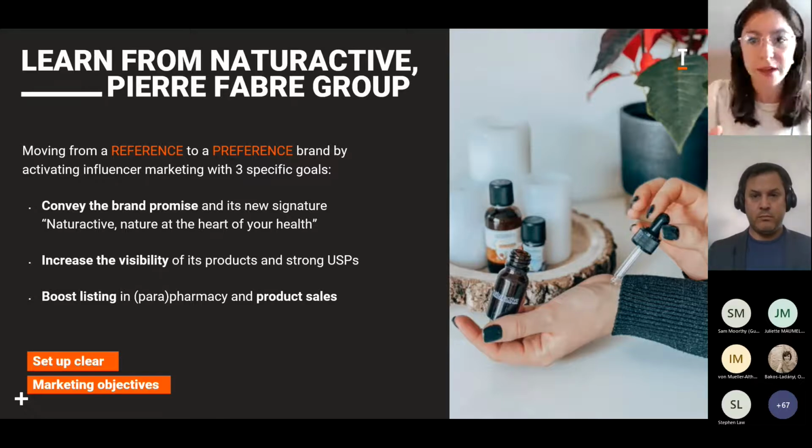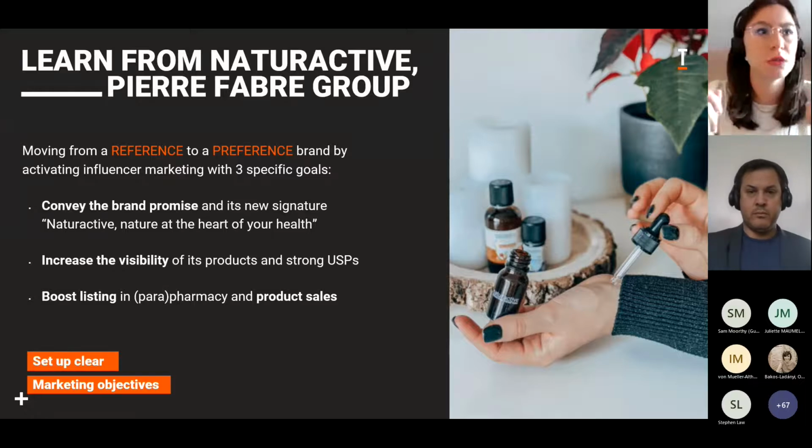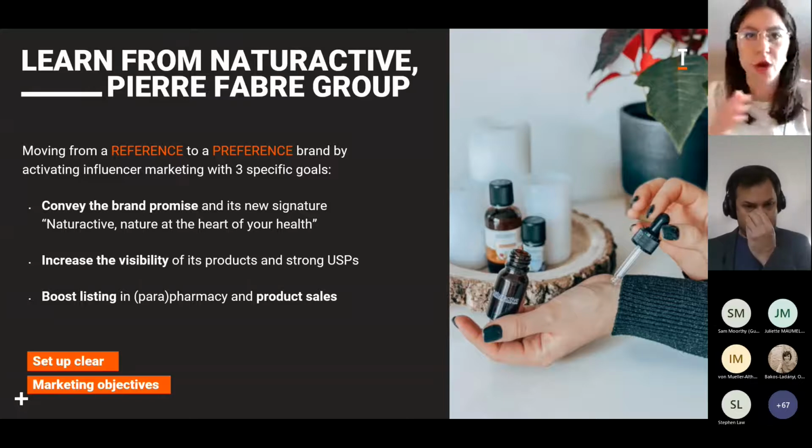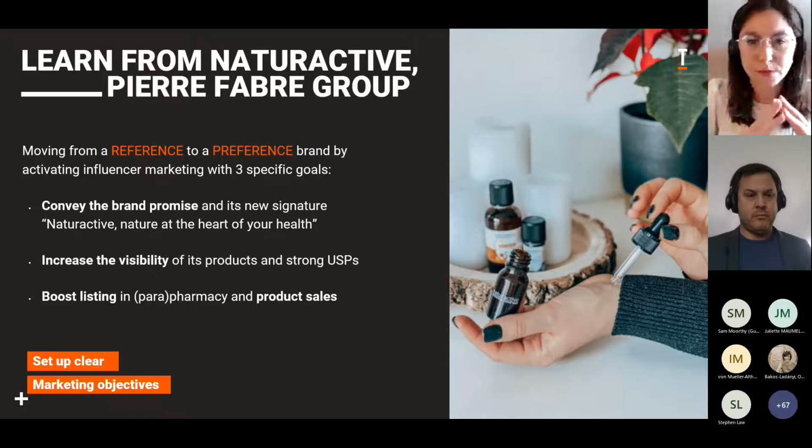So really their best practice, their experience sharing was you need to set up clear marketing objectives and you need to stick to those and to make sure you have the tracking in place, the measurement and the analysis in place to make sure your actions are on track. So this was very, very much the big tips that were given to us some months ago.